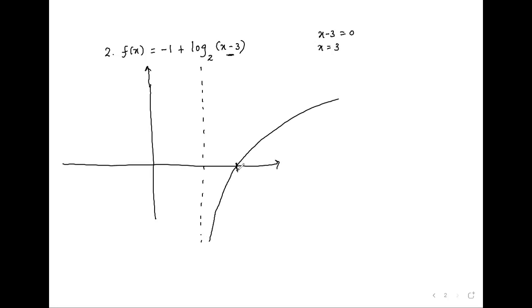So we equate the whole thing to 0. You cannot say let x be 0 to get the y-intercept, because then you're going to have log of a negative, which is not defined. So it's blocked by the vertical asymptote, it's going to the right.